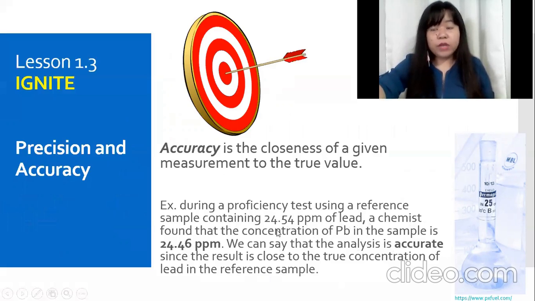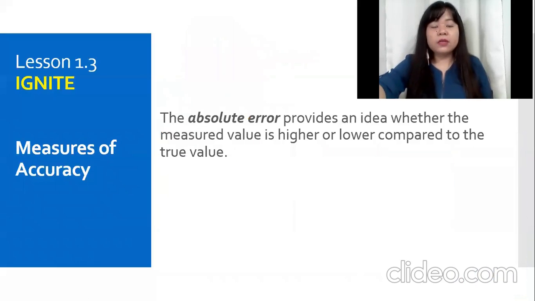In this case, by inspection, we can see that the values are similar or very close to each other, so we say that it's accurate. However, it's a subjective opinion, because we're not using any measure. So how do we know, or what measures of accuracy do we have? That would be two. First is the absolute error, and next is the relative error.